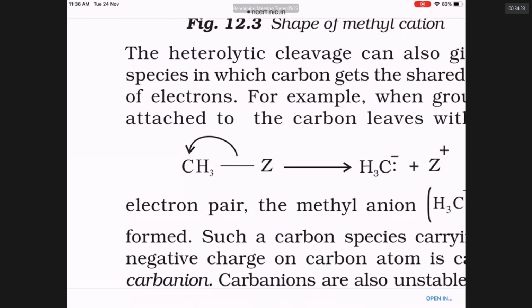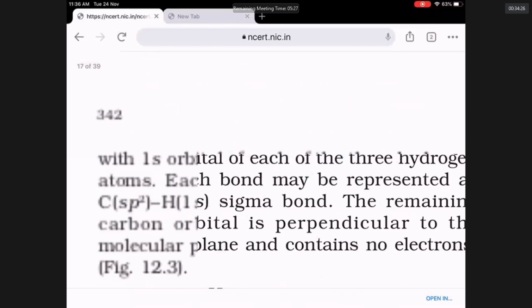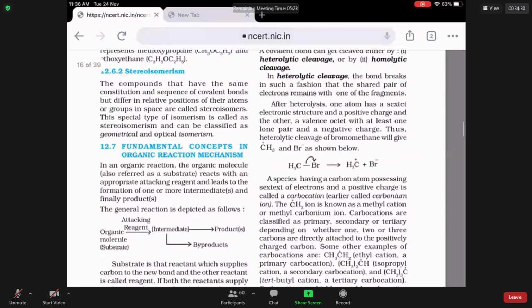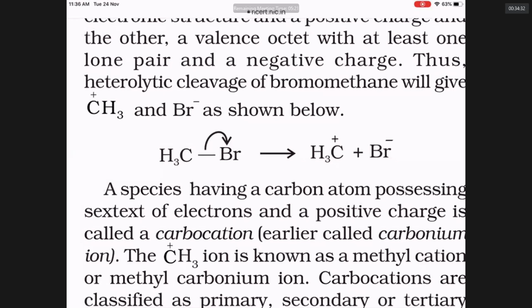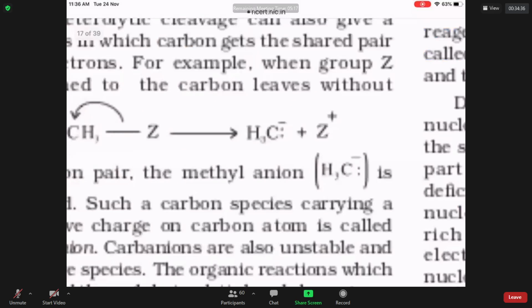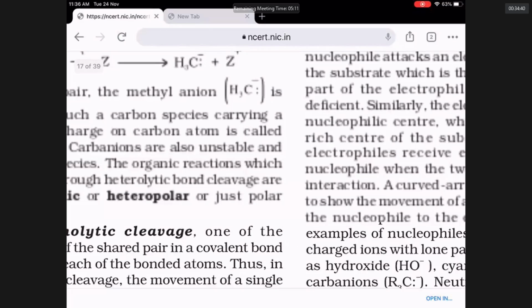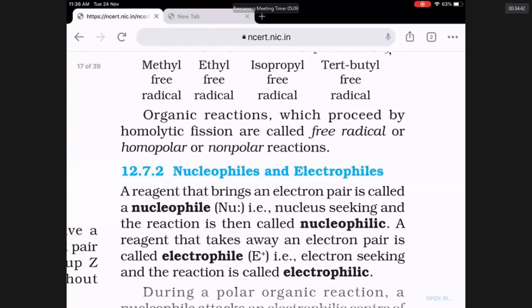Okay. Can you see that really? Hello? Yes, sir. Here you have seen the arrow is coming to Br, getting minus charge. Here the arrow head is coming towards carbon, getting minus charge. Can you see that really? Yes, sir, just now I spoke to you.